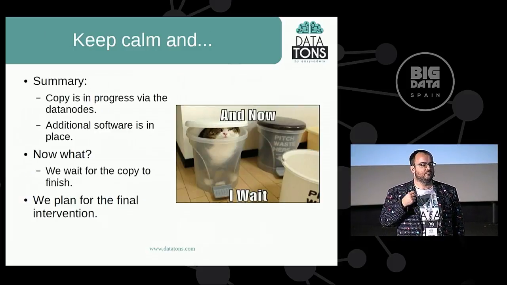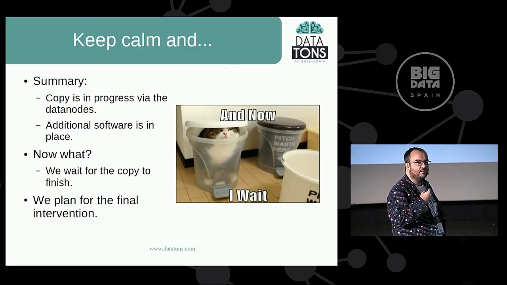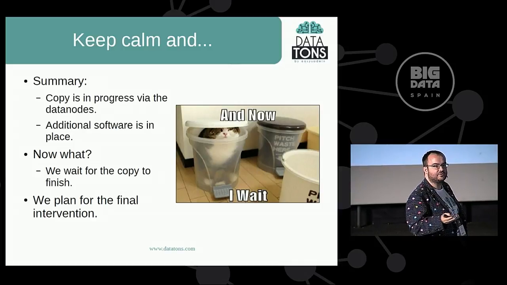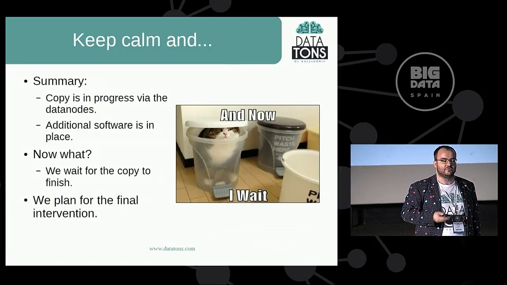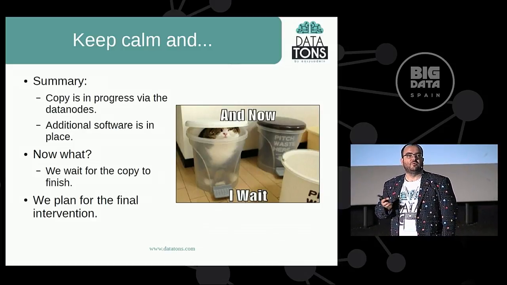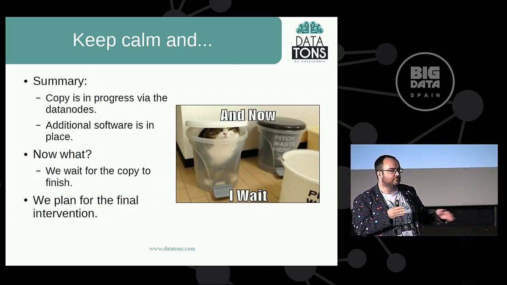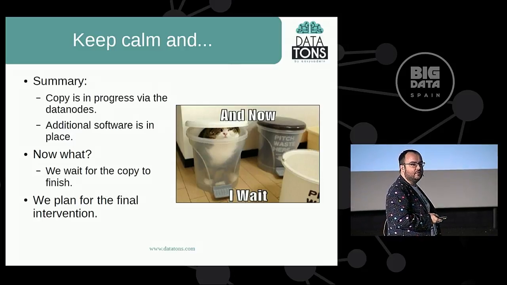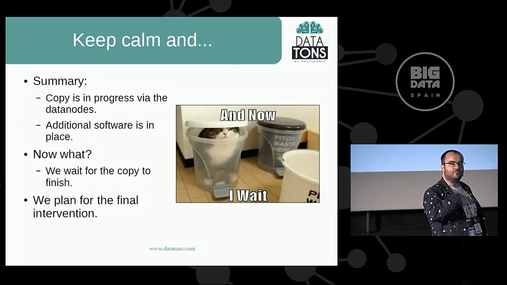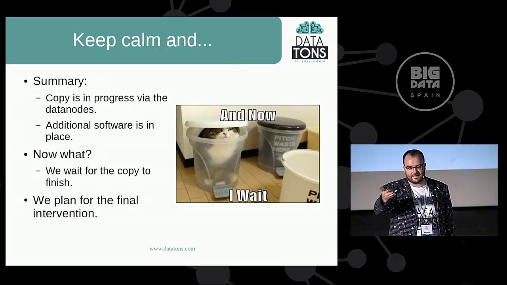So, what do we do now? Copies in progress, additional software is in place, we have all the auxiliary services. We just wait for the copy to finish. We said we were able to predict it, and also do a middle check just in case. And we plan a final intervention where we will end this movement.